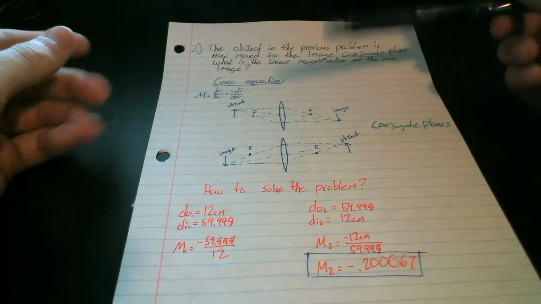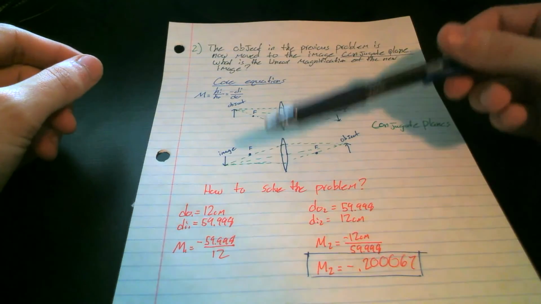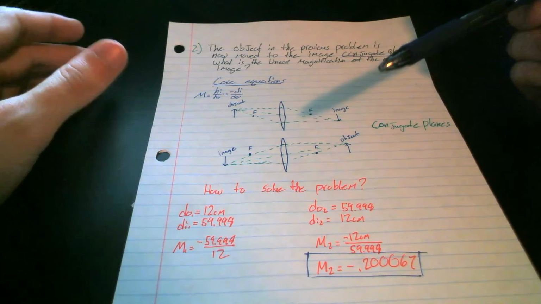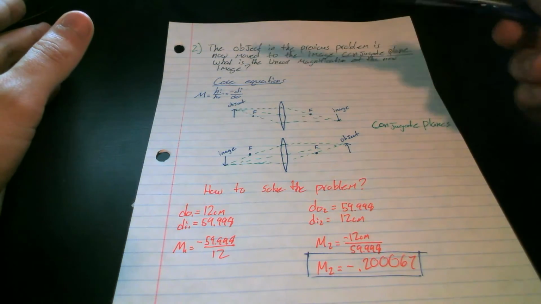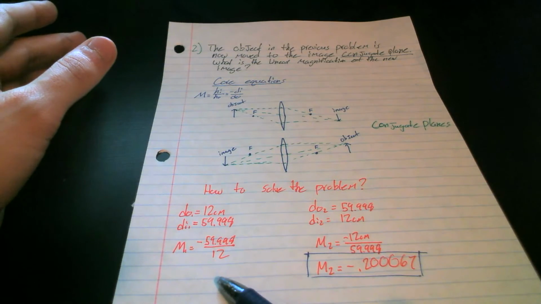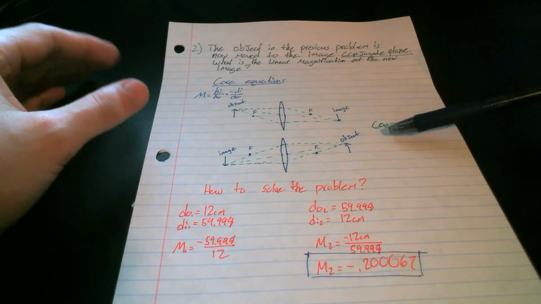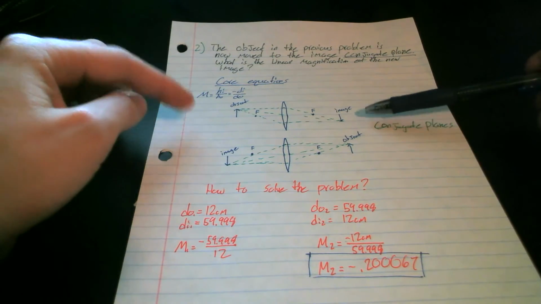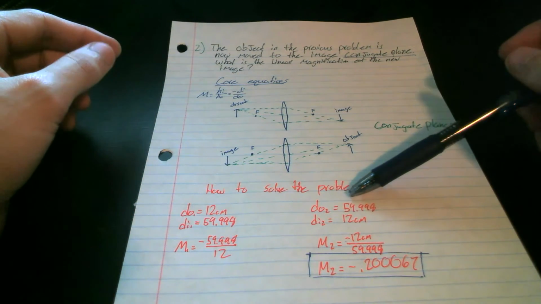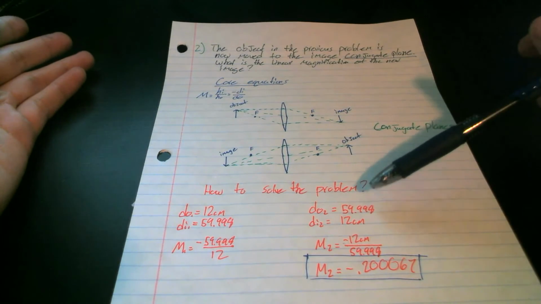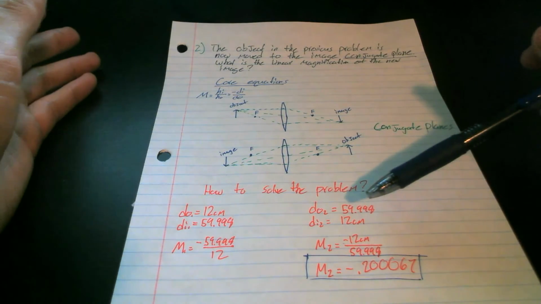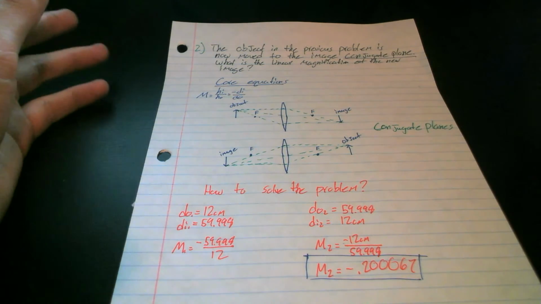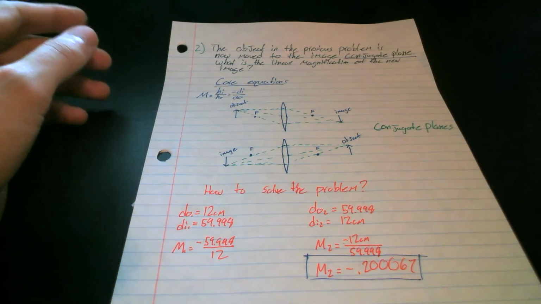Moving into the problem, for do we're going to have 12 centimeters, and for di we're going to have our 60 centimeters, which we got in the first problem, and you can see how these numbers are flipped down here. For the conjugate plane, the distance to the object is now going to be 60, and the distance to the image is going to be 12, which gives us the linear magnification of negative 0.20067.